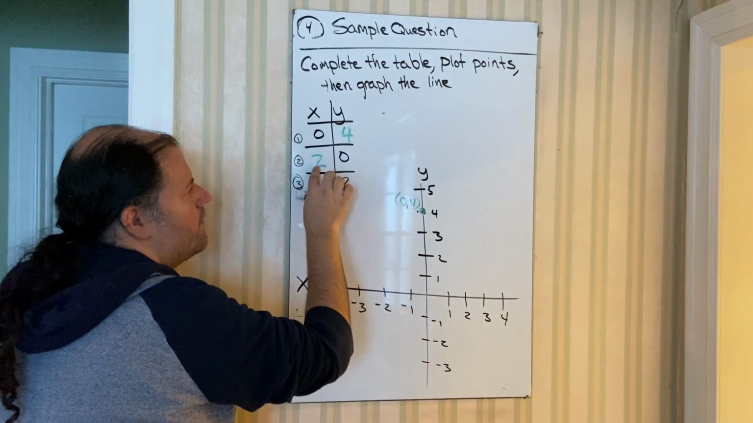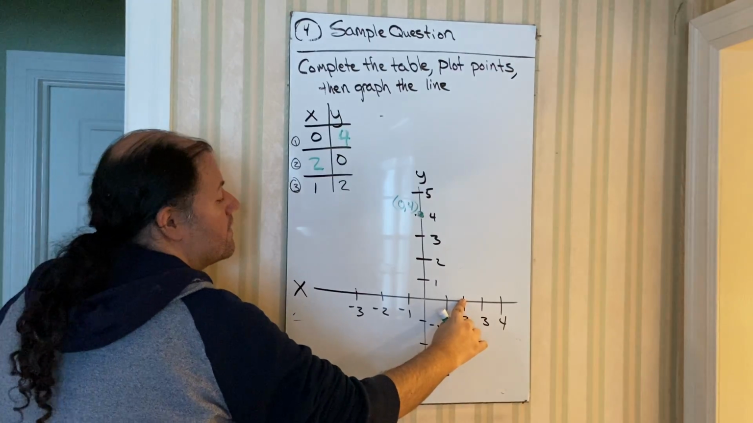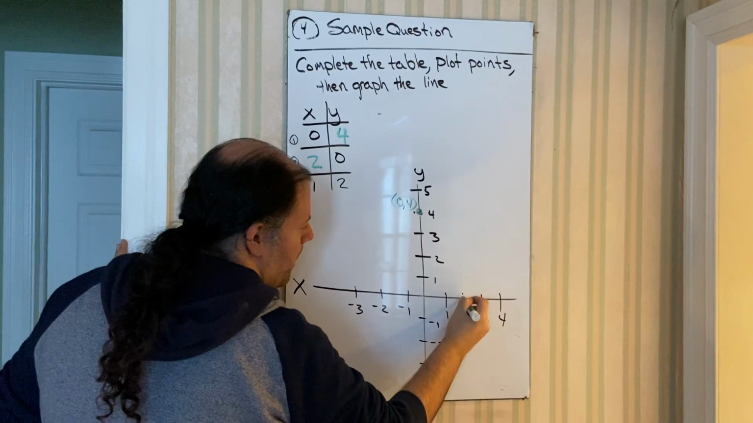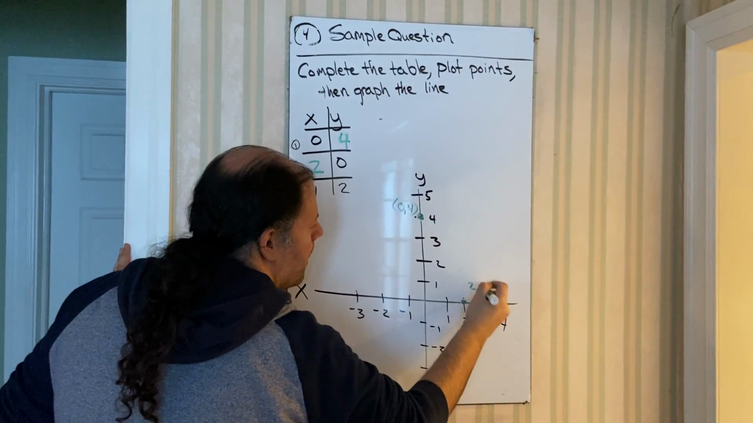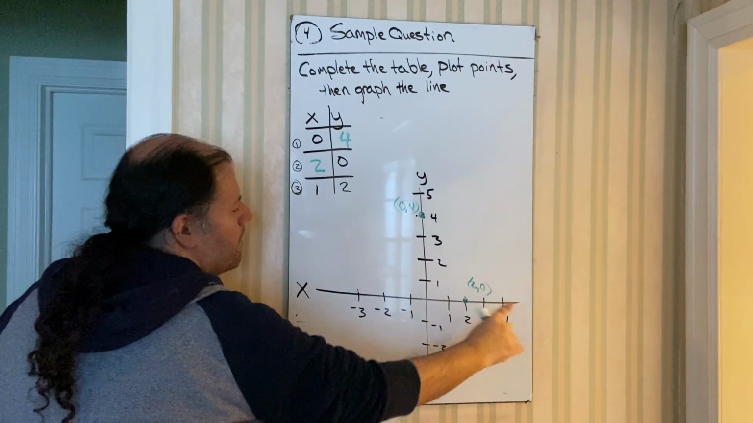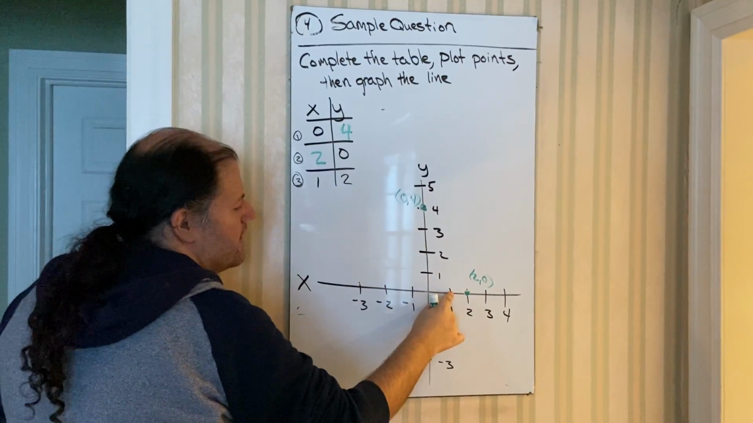Plot this point. Find x is 2. But since you have a 0, don't go up, don't go down from where your finger rests. And then our third point, find x is 1, but go up 2 spaces from where your finger rests. Positive.